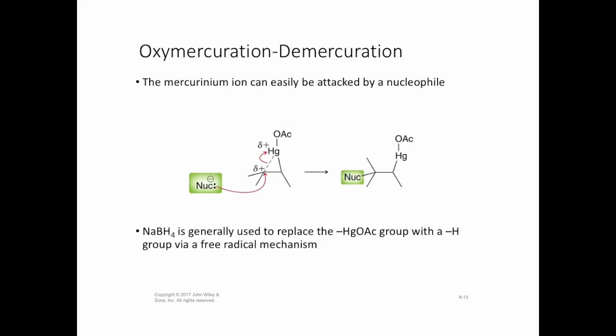And that mercurinium ion can be easily attacked by a nucleophile, and it will be attacked on the more substituted side, for the same reason we saw with the halohydrin, and that side is going to have a buildup of positive charge because that can be more stabilized by the additional alkyl groups. So the nucleophile attacks at the more substituted side here. So that opens up the ring. So the nucleophile attacks, we break that carbon-mercury bond to get to this intermediate. And then sodium borohydride will replace this entire group with an H.